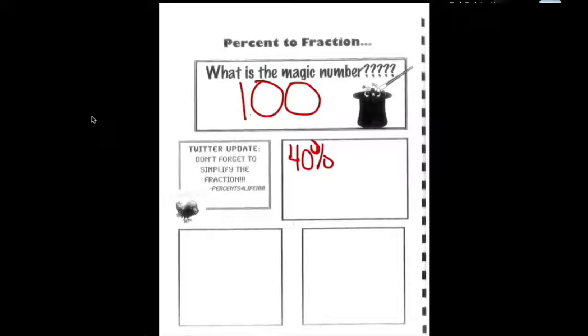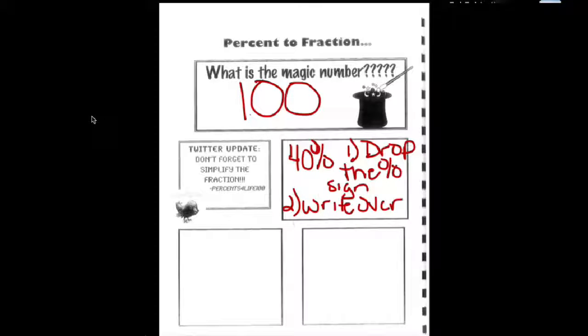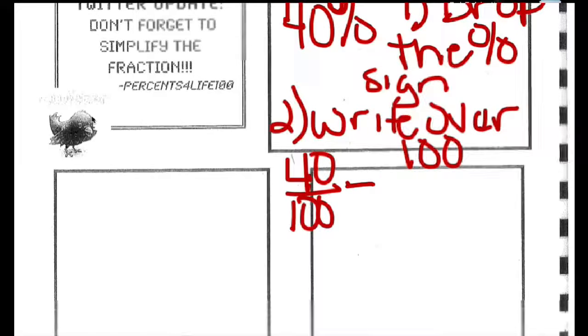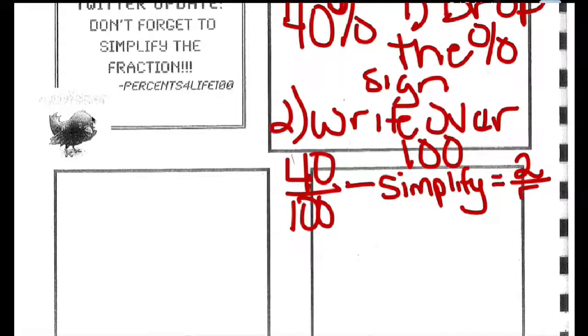All we do is, the first step is drop the percent sign. So then it becomes 40. And we write it over 100. So 40 100ths. And then I'm going to stretch this out a little bit, and then simplify, which equals, divide both of them by 20, and you will get 2/5. 2/5 equals 40 out of 100, or 40%.